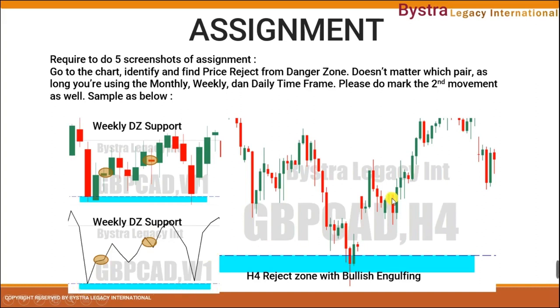And fourth, you need to show the rejection. So in this case, I'm showing you a bullish engulfing. As I said earlier, it doesn't have to be a bullish engulfing. It can be any candlestick reversal signal, for example, a shooting star, inverted hammer, three black crows, three white soldiers. Most important, whatever candlestick pattern you choose, it must have the confirmation candle out of the zone.